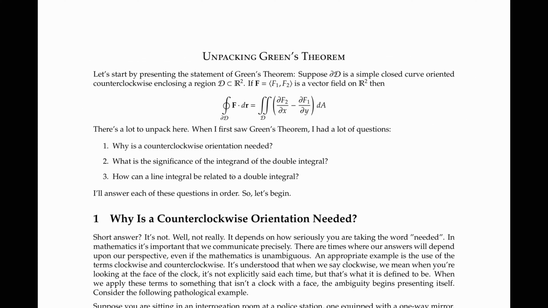And then the third question I had was, how can a line integral be related to a double integral? I just don't see how. This is a one-dimensional kind of thing. This is a two-dimensional thing, and geometrically what this represents is a volume, and geometrically what this represents is a little bit harder. I mean, it's technically still like the area of some curtain underneath an appropriately defined surface related to this F.